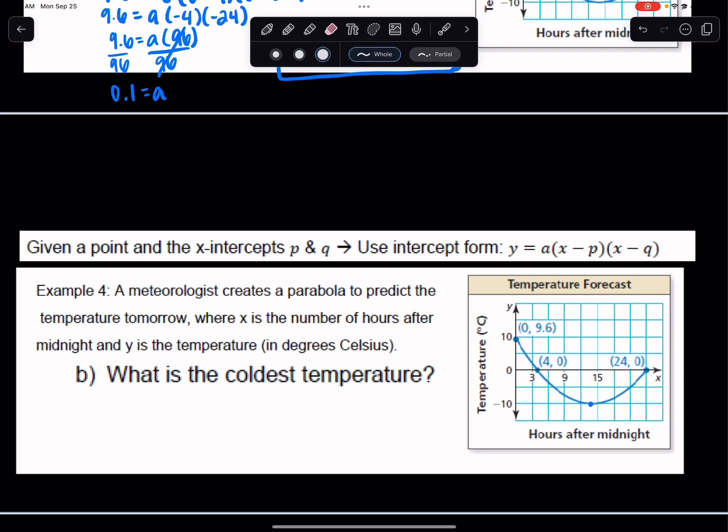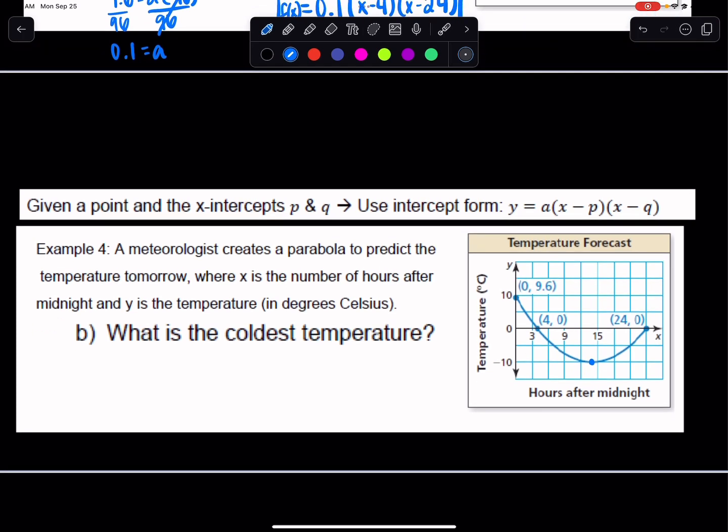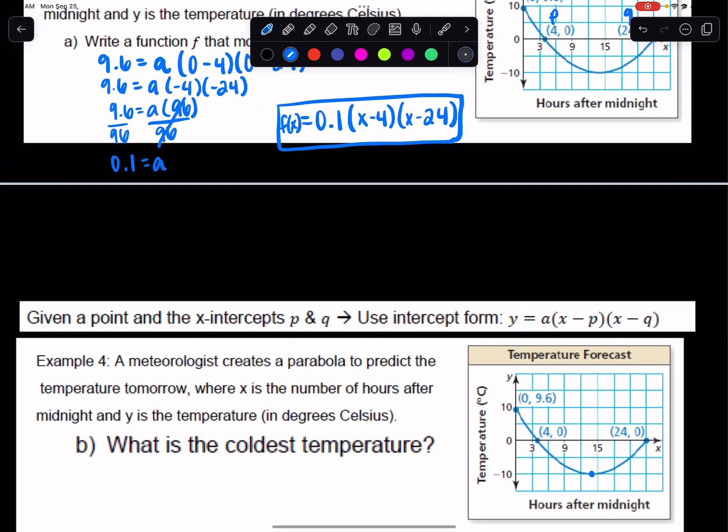Okay, so for our next example, it says, what is the coldest temperature? So I want to know this point right here, this vertex. If you didn't have a calculator, you would use what's called completing the square, but I haven't taught that yet, and I'd rather teach that in person because it's a little more complex. So what we're going to do is practice with the calculator. So I'm actually going to graph this function.